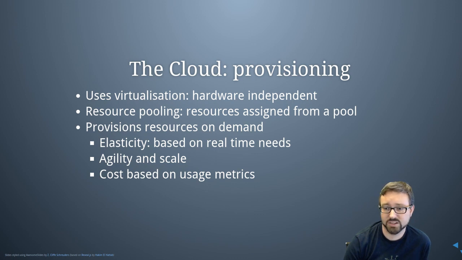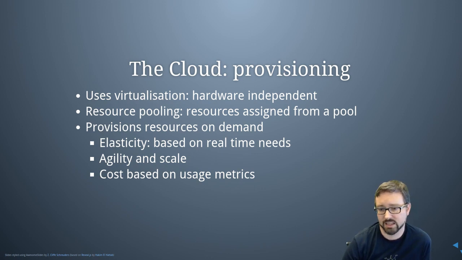They're provisioning the resources on demand, and that gives you elasticity, which is where it's based on the real-time needs at the moment, agility and scale. That means that a business that suddenly has a requirement to meet twice as much demand as it ever had might just be willing to foot the bill to suddenly have twice as much server capacity, and they don't need to make that investment if they're using a third-party provider. They just pay more and suddenly they've got more resources.